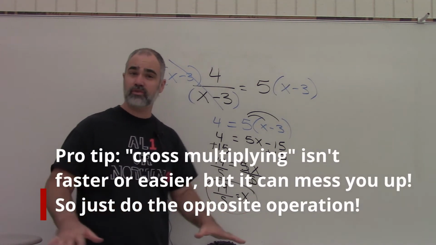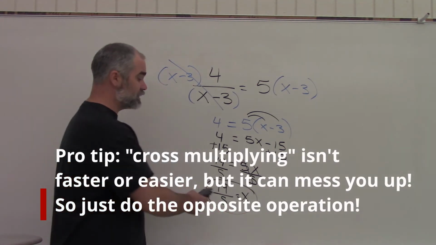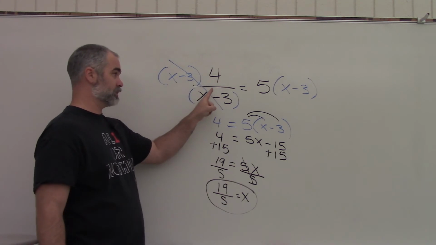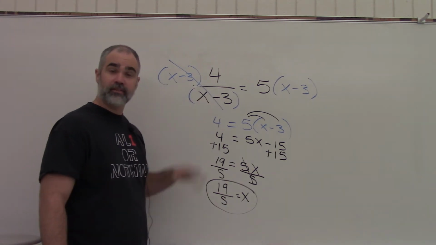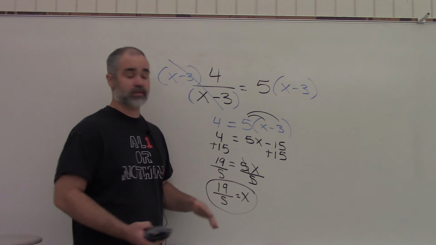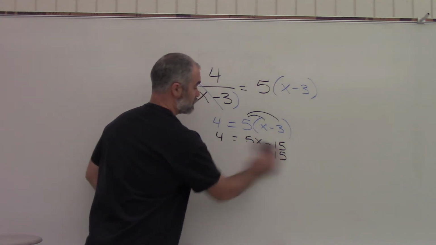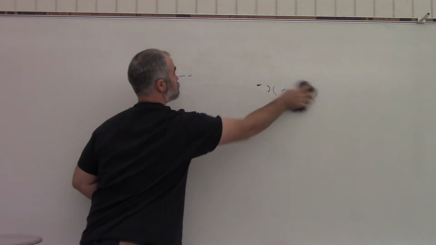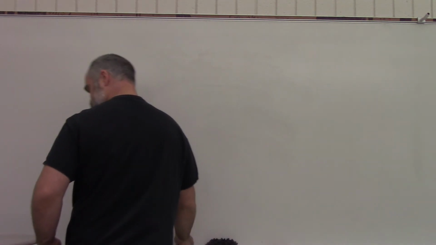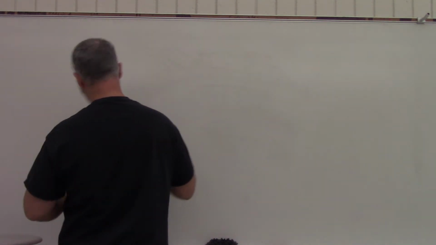You don't ever have to use cross multiplication. All you need to do is think about doing the opposite. If it's dividing, multiply. If it's multiply, divide, and that's all you have to think about. Okay, I'm going to give you an example next where teachers like to use cross multiply, but all I think it does is make things a little bit more confusing.